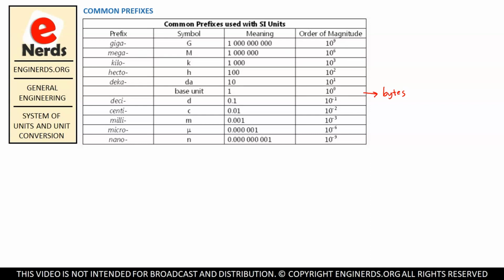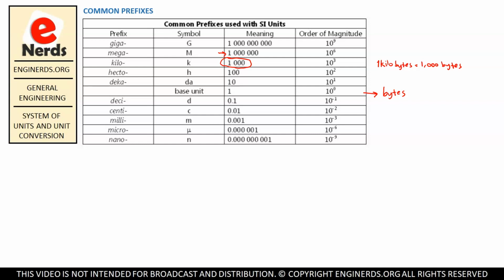So when we say kilo, we mean 1,000, as you can see here. That's why when we say 1 kilobyte, we actually mean 1,000 bytes. And when we say 1 megabyte, we mean 1 million bytes. Okay, so that's how we apply it. So it's the same here in other dimensions.